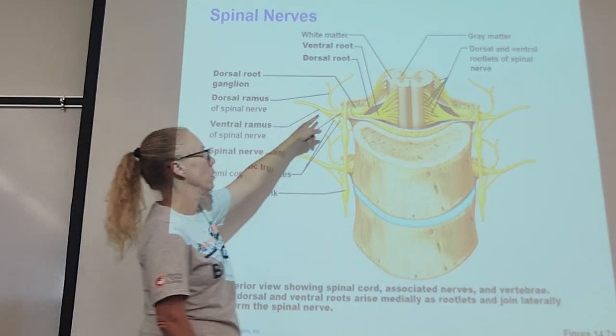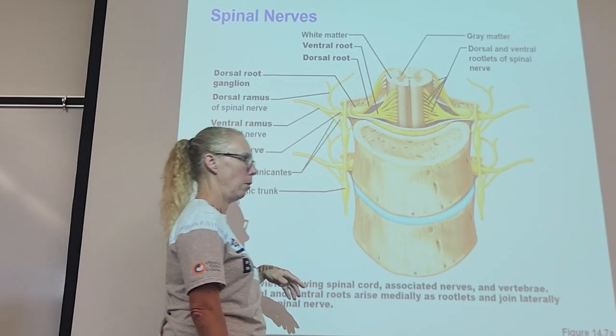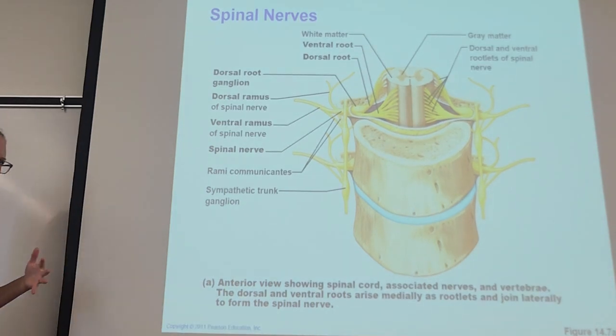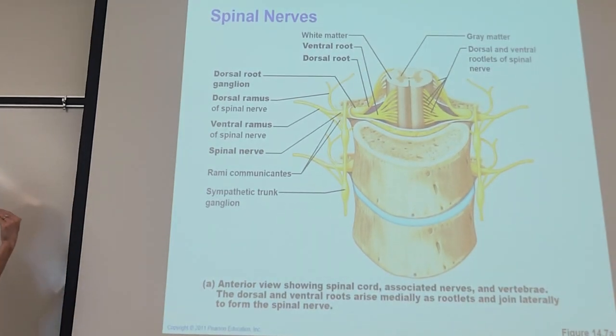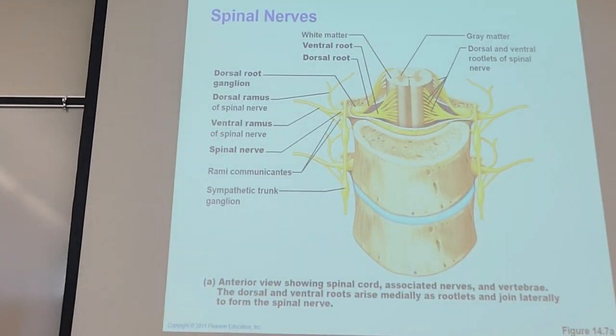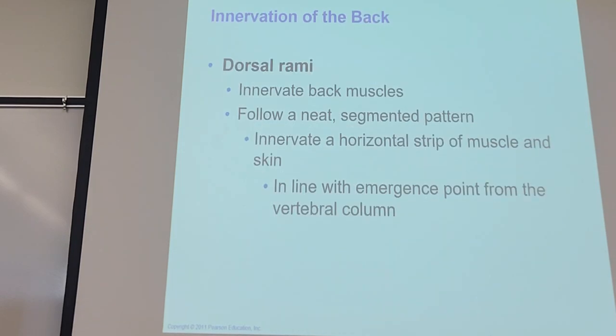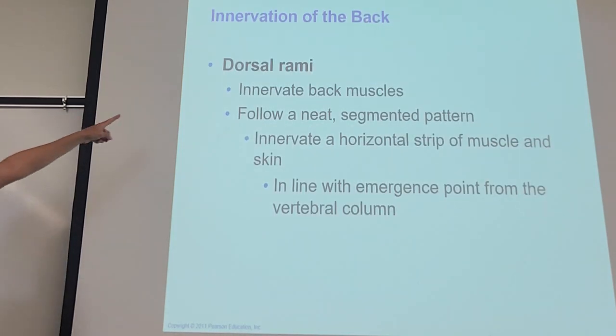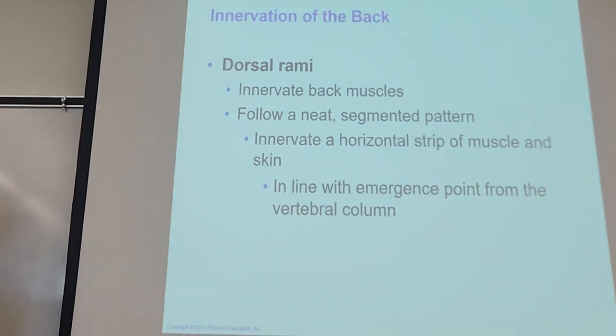Dorsal ramus goes dorsally, and how do we define dorsal? It's on the back side, right? So it's going to go to your back. Because it's called the dorsal ramus, dorsal rami are going to innervate your back muscles, your erector spinae.